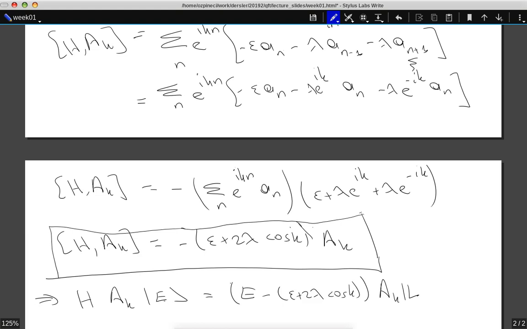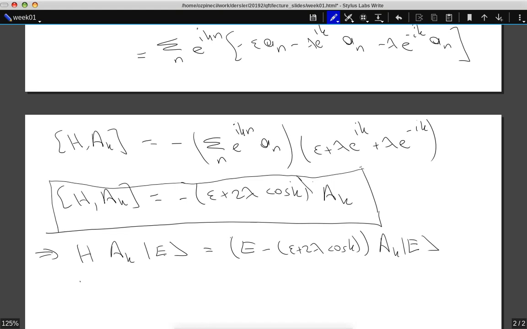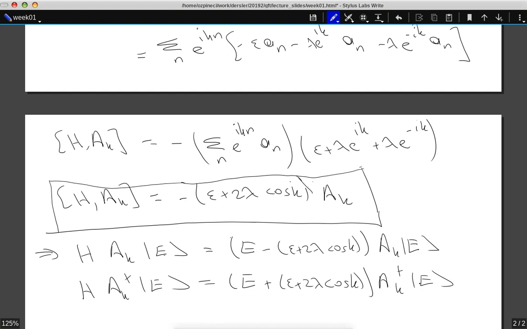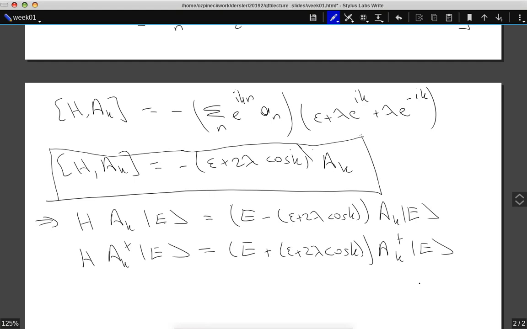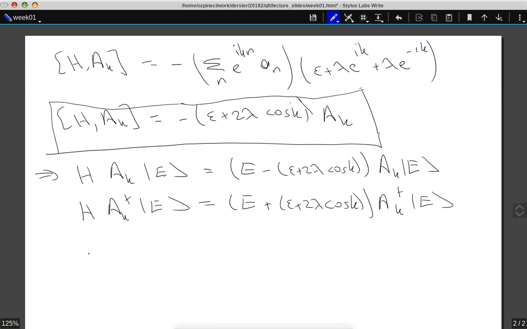And well, you can do the same thing with the dagger. So H, ak dagger, acting on E gives E plus epsilon plus 2 lambda cosine k, ak dagger E. So this just tells me that I actually solved the energy eigenvalues. The states of definite energy will be ak dagger to the power nk, multiplied over k.